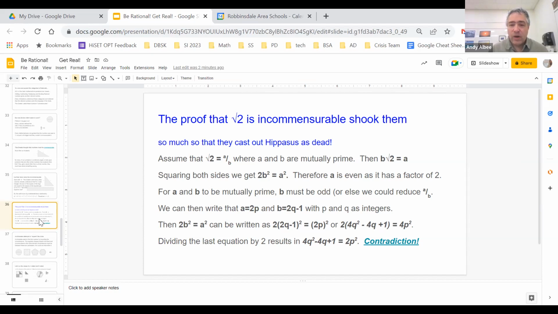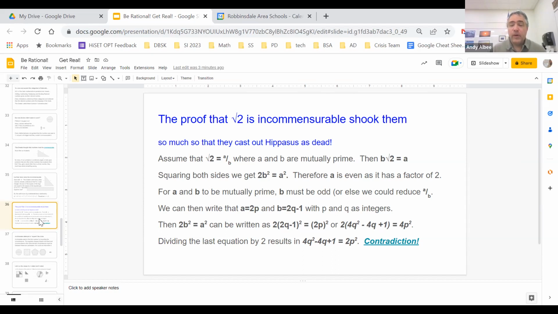I end up with a final equation that says 4q squared minus 4q plus 1 equals 2p squared. That tells us that an odd number has to equal an even number, because 4q squared minus 4q plus 1 has to be odd. It cannot be even at all. It has to be odd. And 2p squared has got to be even. Can't work. Contradiction. Square root of 2 is not a rational number.